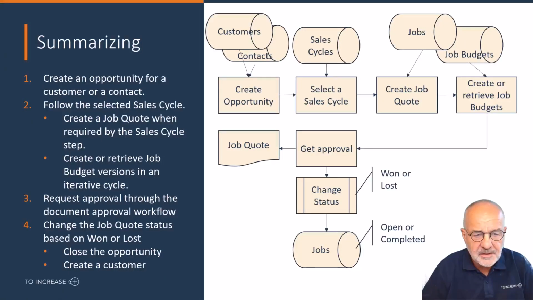To summarize, create an opportunity for a customer or a contact. Follow the selected sales cycle. Create a job quote when required by the sales cycle step. Create or retrieve job budget versions in an iterative cycle. Request approval through the document approval workflow. And change the job quote status based on won or lost. Close the opportunity, create a customer. Lost quotes will go to the status completed.